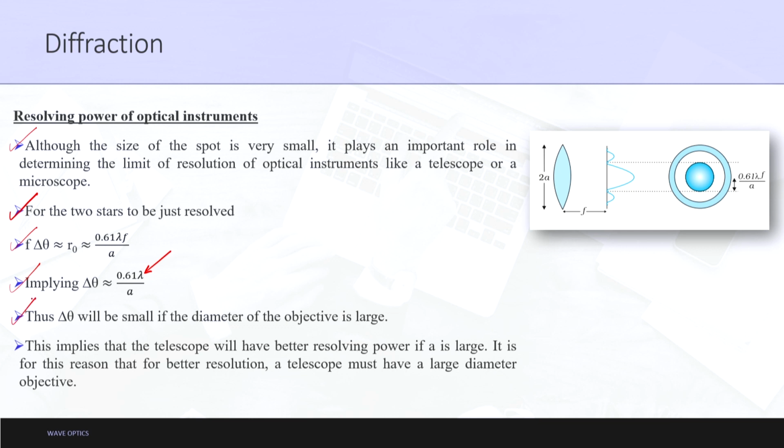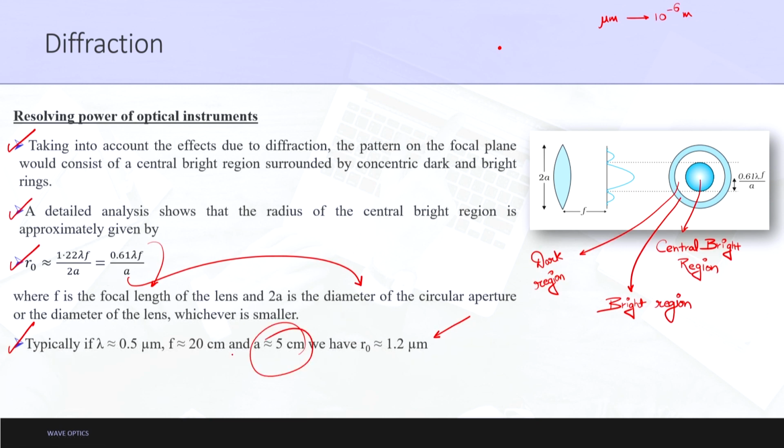This implies that the telescope will have a better resolving power if a is large. It's quite evident, as you can see, that if the value of a is increased, the value of delta theta is decreasing, and if it is decreasing, the resolving power is increasing. It is for this reason that for a better resolution, a telescope must have a large diameter objective. So this is the only scenario, that is why we use a telescope with a large diameter objective. Even a large diameter objective is in the range of centimeters only.